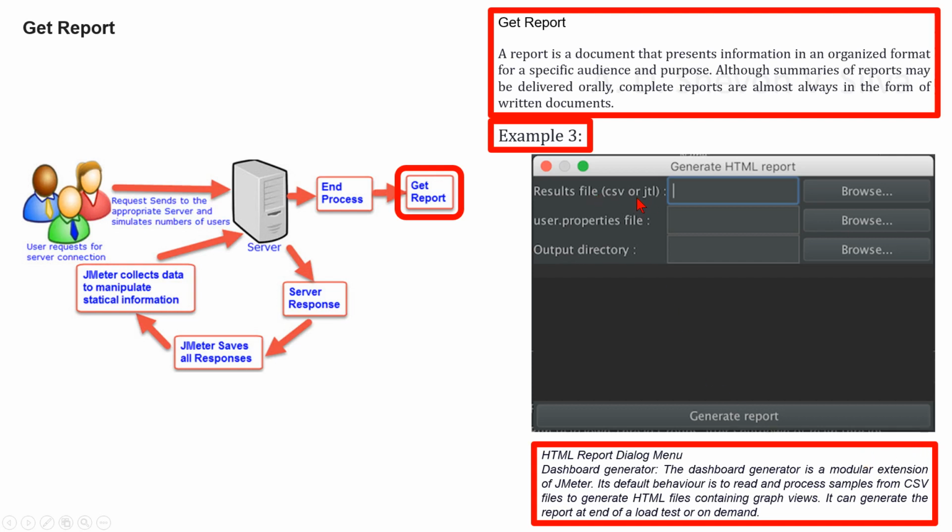Here the result file, CSV or JTL, is the CSV output of a test run. This is a required parameter, and so is the user.properties file, the file used to run the load test. And the output directory, the directory where you want the report to be created, must be empty.